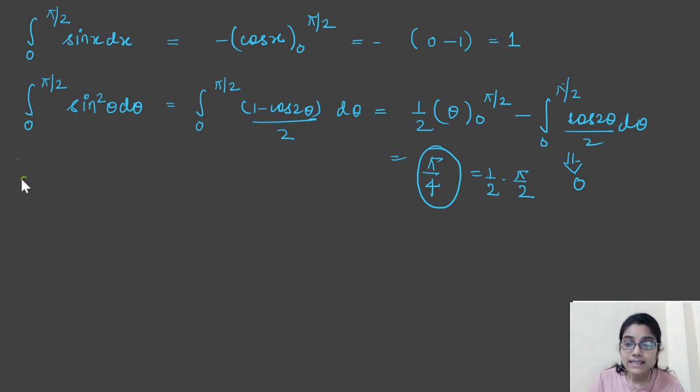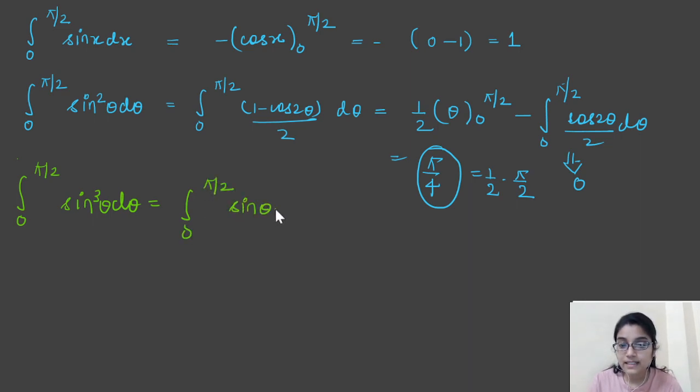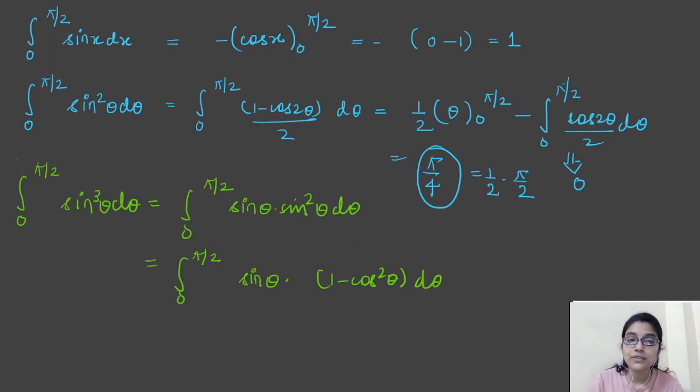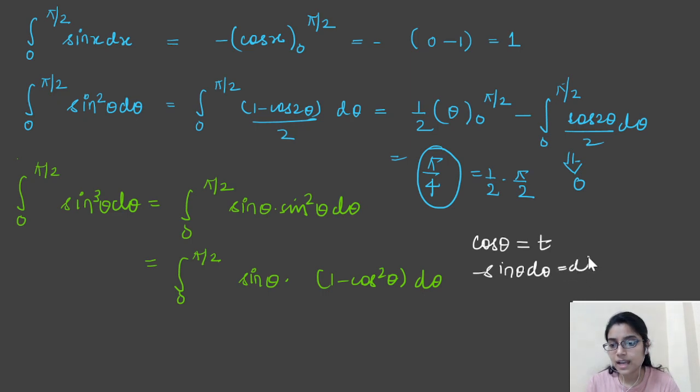Okay. And suppose the next integral I ask you is sine cube theta d theta, from 0 to pi by 2. Then you will write it as sine theta into sine square theta d theta. All of you have done this process in your class 12th. What will it be then? Sine theta, and this will be your 1 minus cos square theta d theta. Now this problem converts to a substitution problem where you keep cos theta as t, then you get minus sine theta d theta as dt, and you can solve it easily. There won't be any problem. Fine. So this was our first question, this is second, and this is third.